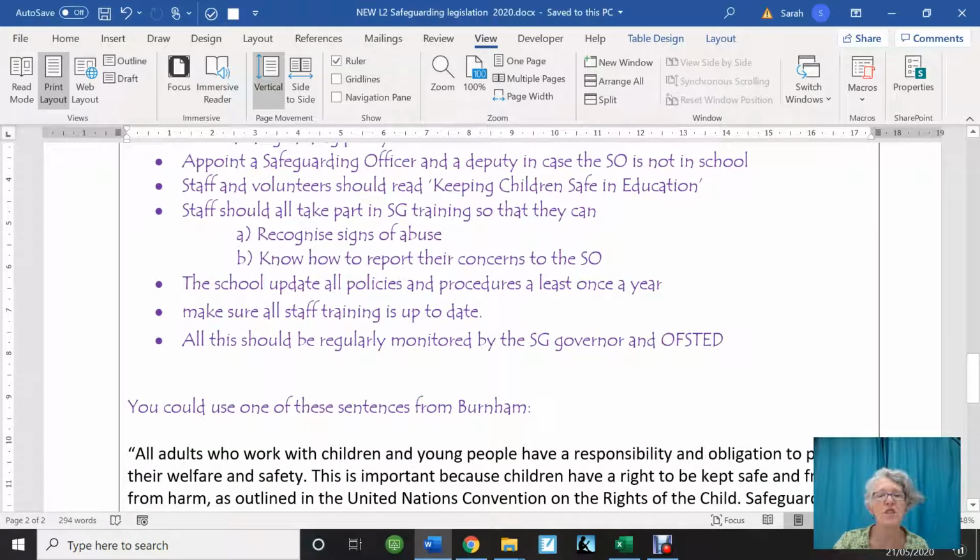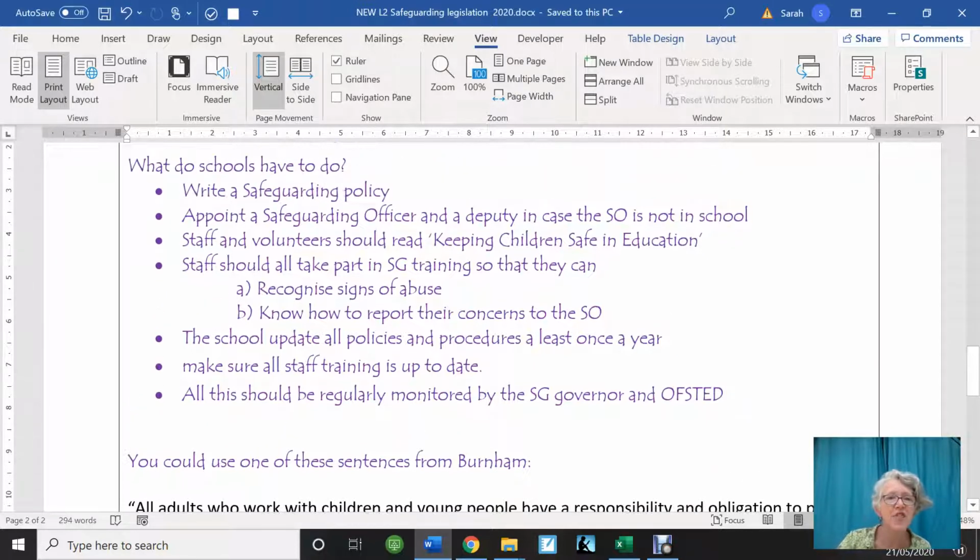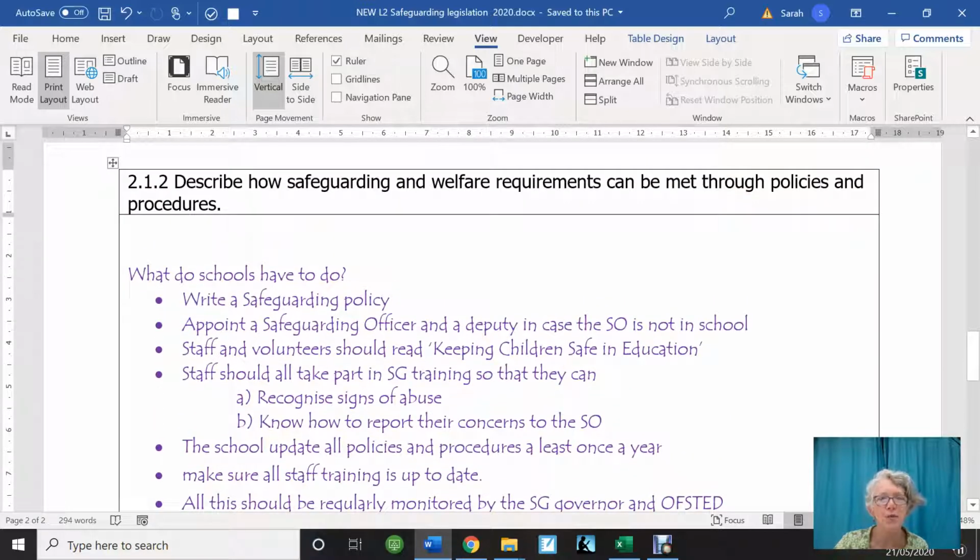And then all of this should be regularly monitored by the safeguarding governor, and if you get Ofsted, they will come and look at all of this in detail. So that's your answer. Put these into sentences in your own words, and that will cover this describe question.